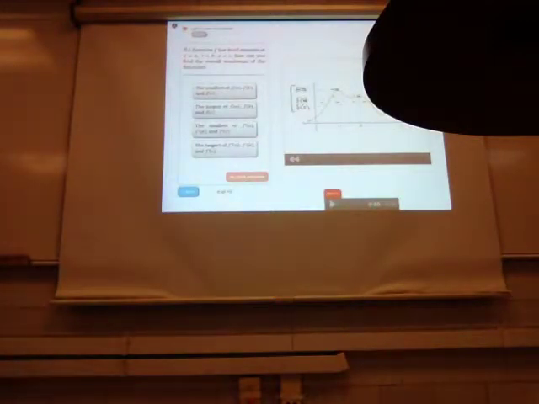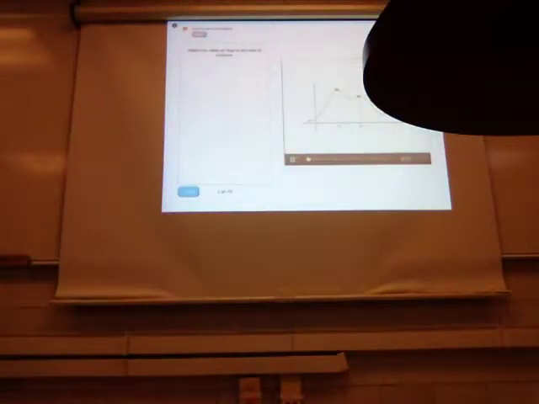Right. To find the overall maximum of the function, you can compare the y values of the three local maxima, since the overall maximum must also be one of the local maxima. To review, these three points are called local maxima, and the term for the overall maximum of the function is global maximum. Okay, next question.